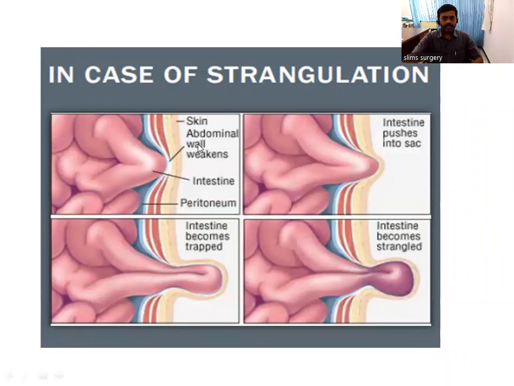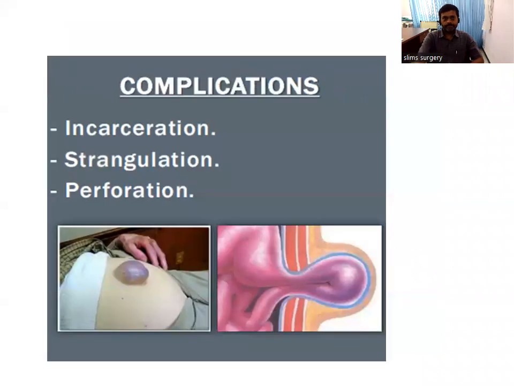So skin, abdominal wall, weakened wall, and the intestine is coming out through the peritoneum. Okay, so this is the first stage. Initially, it will come out and it will go in. Later on, it will get obstructed. Then it will become strangulated. So complications of hernias are incarceration, strangulation, and sometimes if there is a bowel, it can perforate.